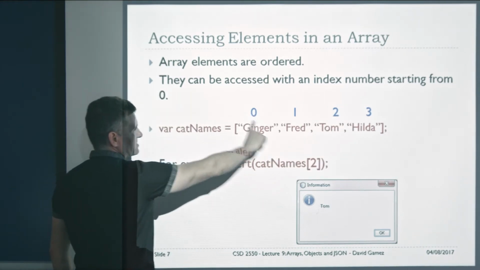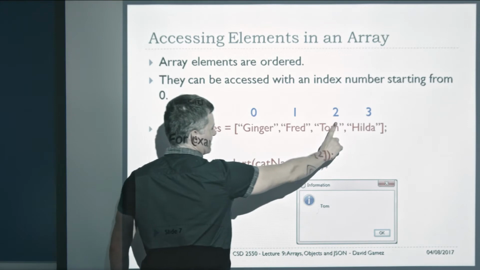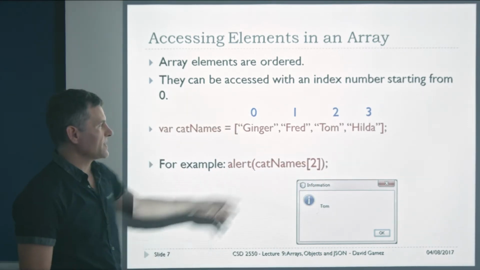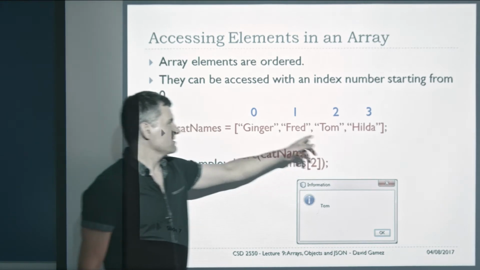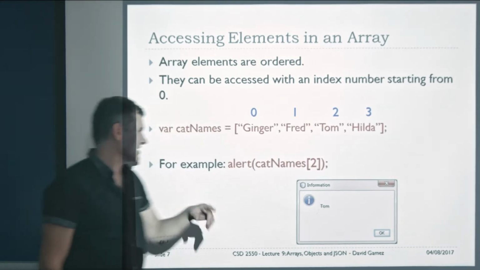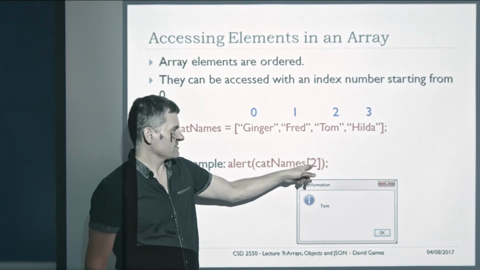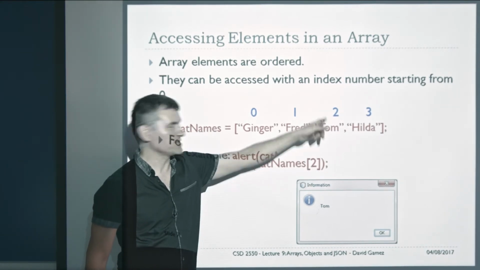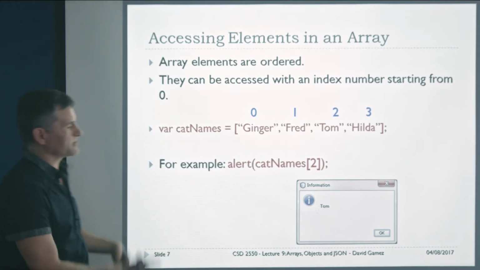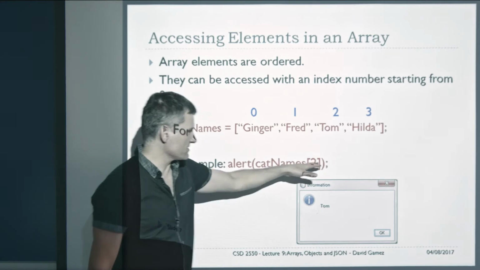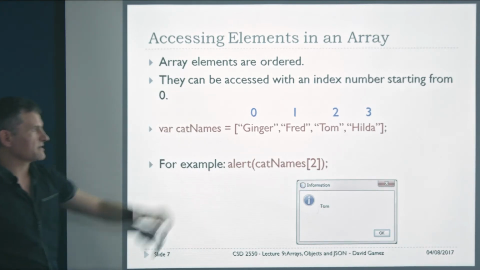So Ginger is at position 0, Fred is at position 1, Tom is at position 2, and Hilda is at position 3. So if we want to access, say, Tom, which is actually the third element in the array, then we have to use cat names with square brackets and then the index of Tom, which is actually 2 instead of 3, which is slightly confusing, but you'll soon get used to it. So if we want to access Tom, we just do alert(catNames[2]), and that gives us Tom.